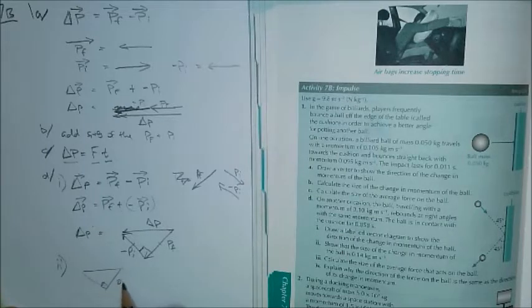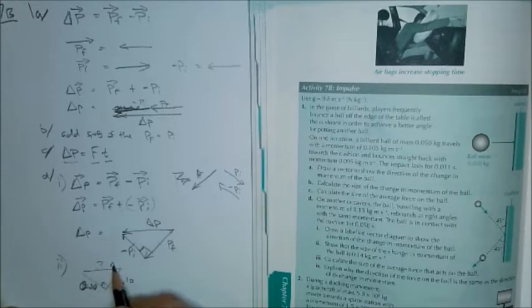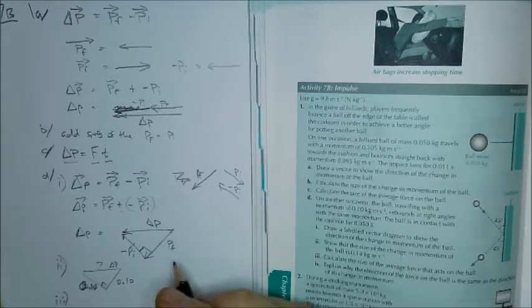You've got 0.10 here, 0.10 here, 0.10 here. What is this side? Delta P. So you can't just go adding the two together or subtracting the two numbers. You have to use Pythagoras' theorem to work out the side length of that side.